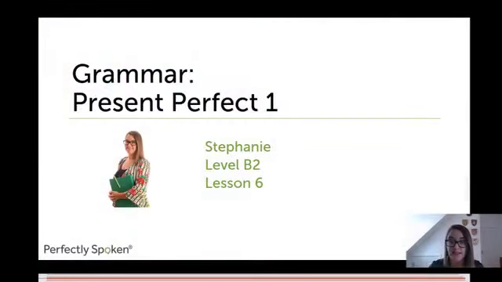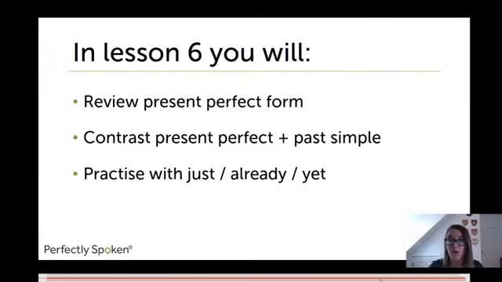Okay, so in our lesson today, we will review the present perfect form, contrast the present perfect and the past simple, and we will practice using just, already, and yet.